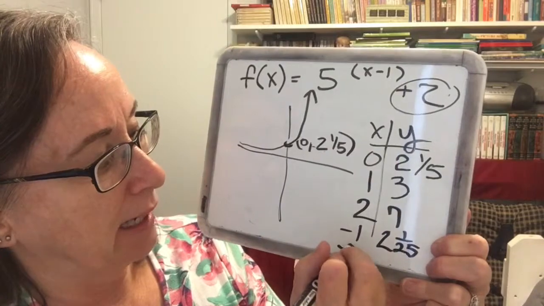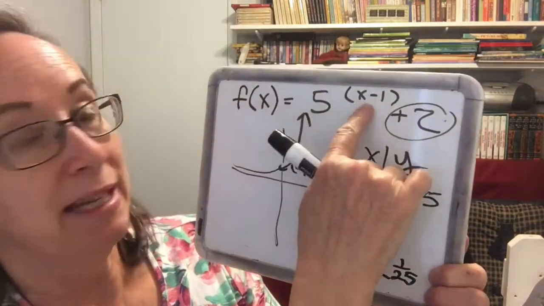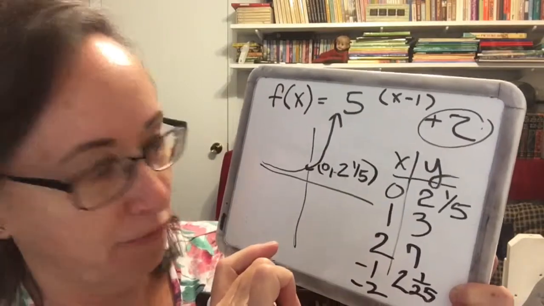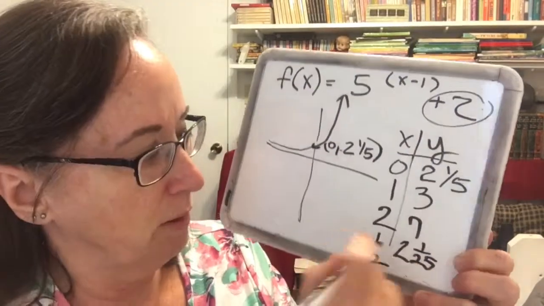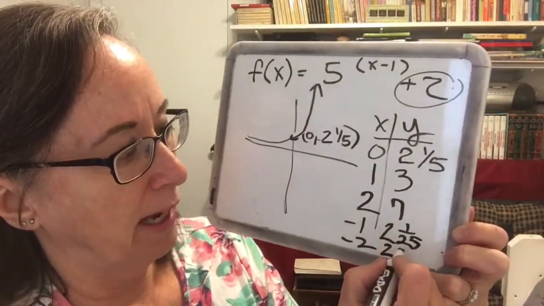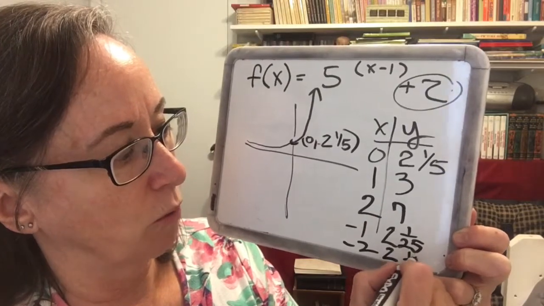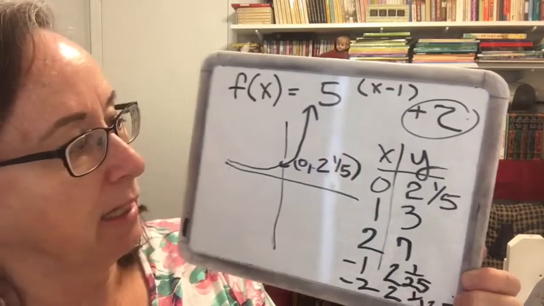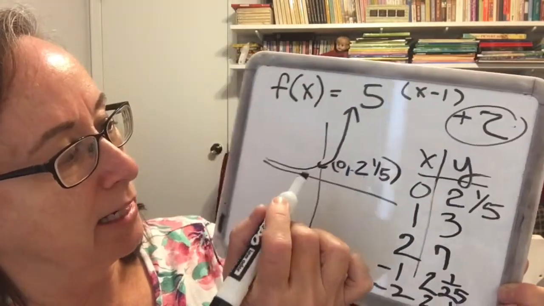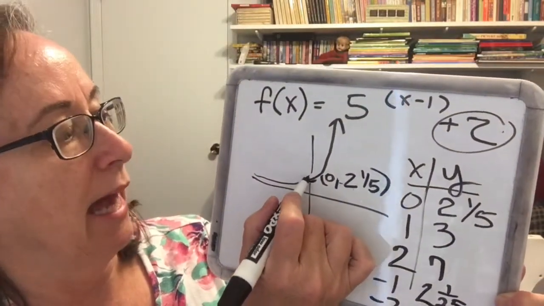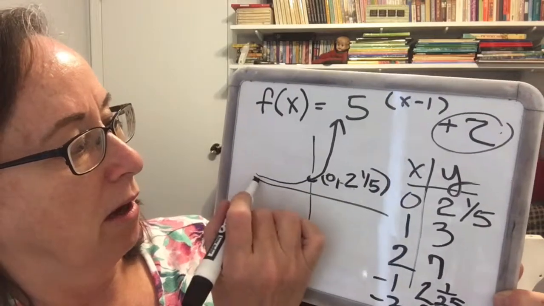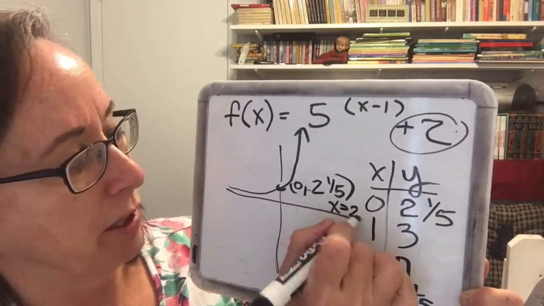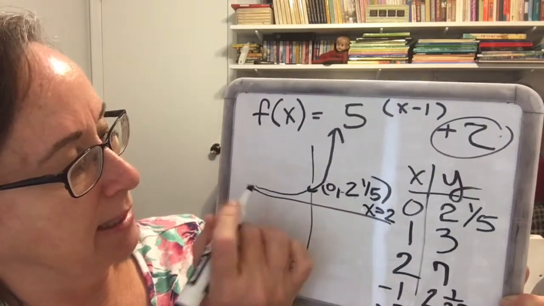And then -2 is going to be -3, which makes it 1 over 1/25 plus 2. So that's going to be 2 and 1 over 1/25. That's pretty tiny. So you can see that it is approaching the asymptote. This asymptote here would be x is equal to 2. Okay, so we'll say this is the asymptote.